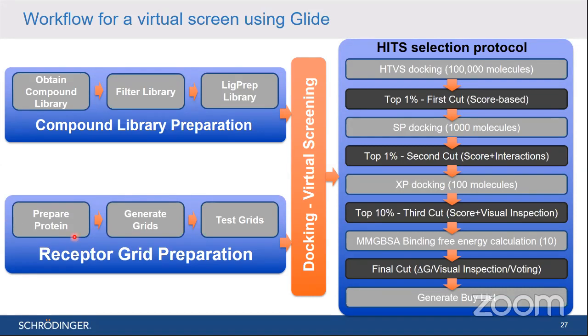Whatever protein structure you have, prepare that structure, prepare its grid, and test whether those grids are good. It should cover all types of amino acid residues which are present in the binding pocket. Once you have the grid ready, you can proceed to molecular docking based virtual screening. And here you can see there is a protocol which you could follow.